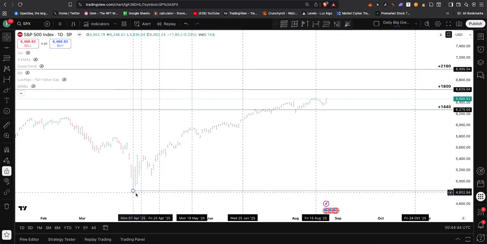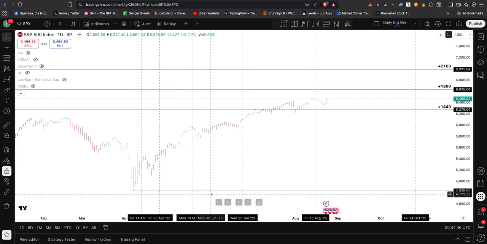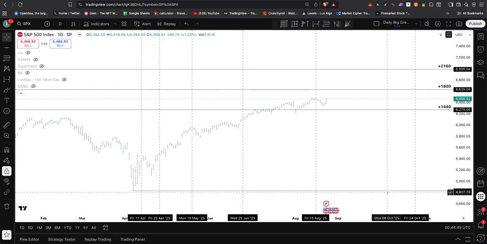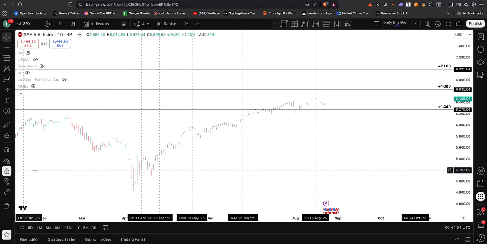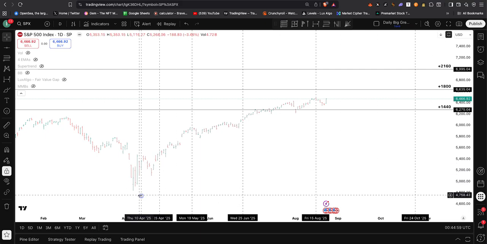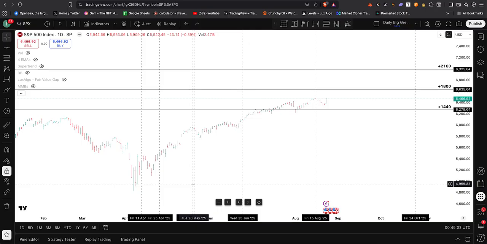on the chart. So on April 7th, a key low was made at 4835.04. I'm going to delete that just to get a cleaner look on the screen. And going off of that low, you can add 180 to that, 360, 90, 720, so on and so forth. So I have three levels I've added to that significant low: 1440, 1800, and 2160.